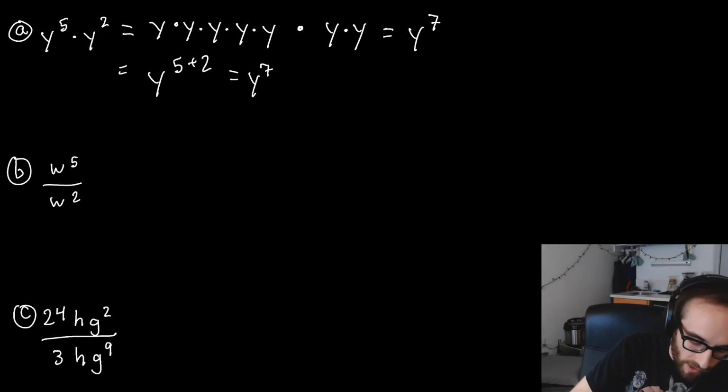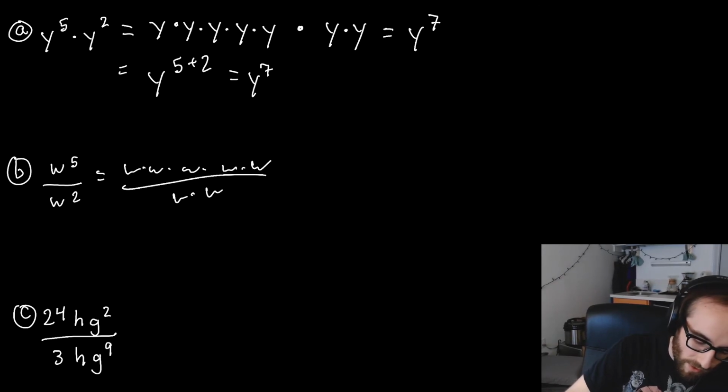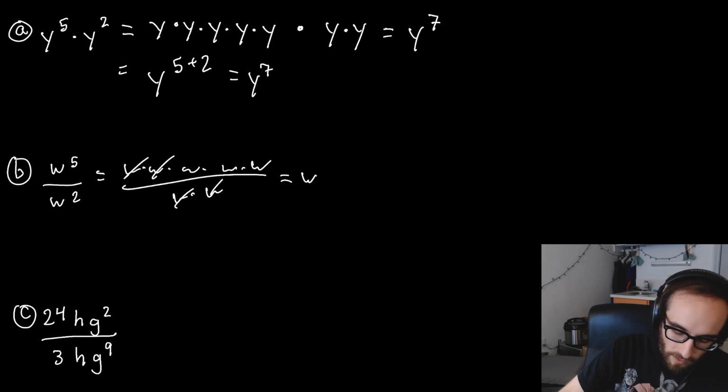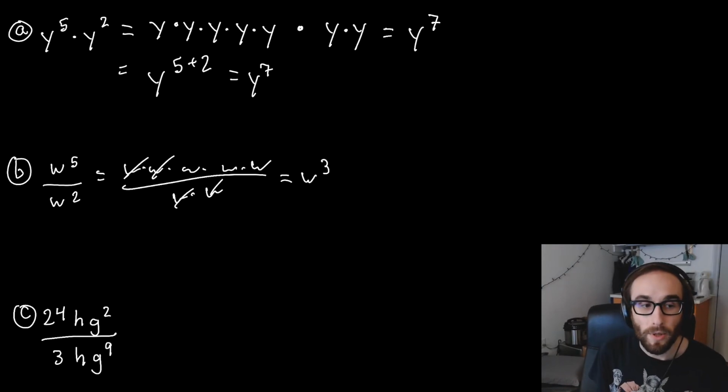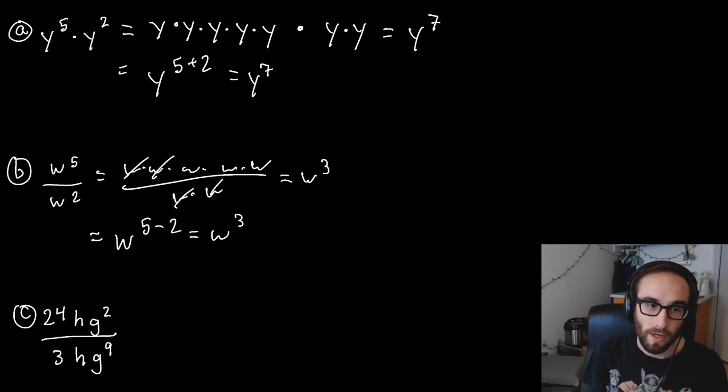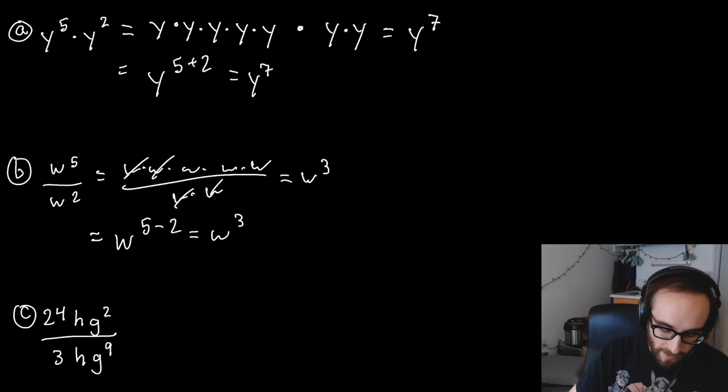So expanded form, we have w times w times w times w times w. We have 5 w's divided by 2 w's, and 2 of these cancel out. In other words, simplify to 1. W divided by w equals 1. We have 3 w's left over, or w to the third power. Again, we can use our exponent rule, same base, so we can subtract the exponents. This is also equal to w to the 5 minus 2 power, which gives us w to the third power. So our exponent rule is a shortcut in this case.